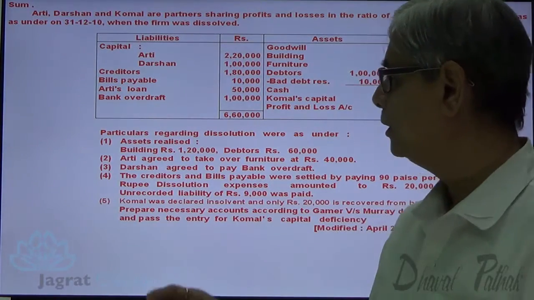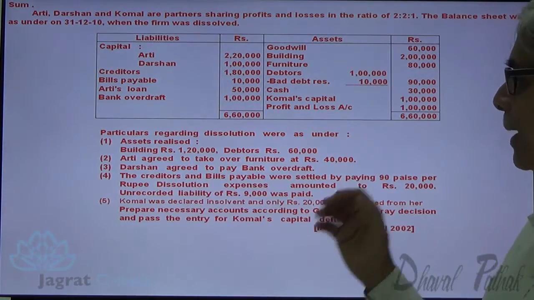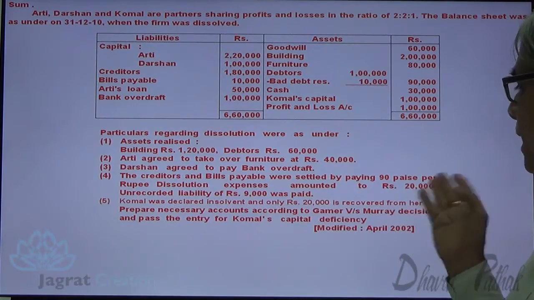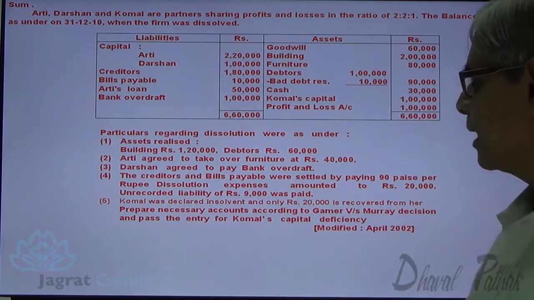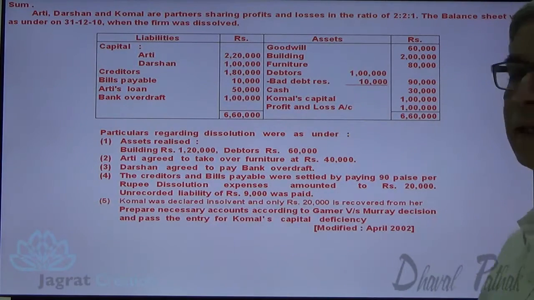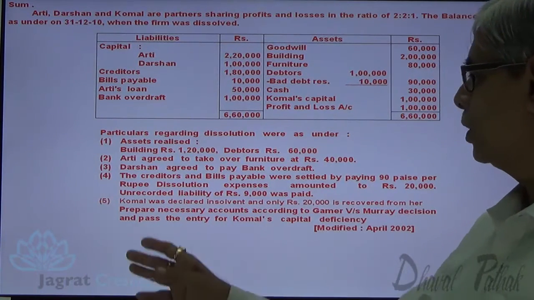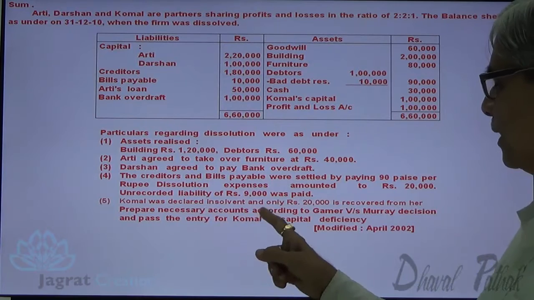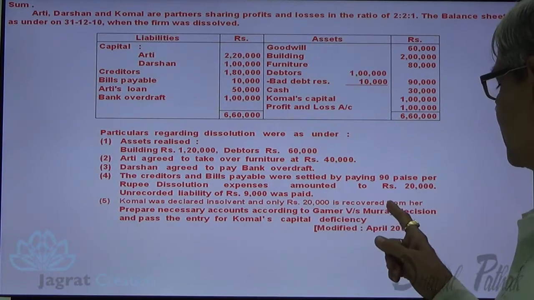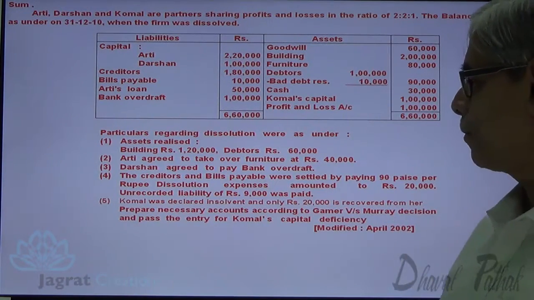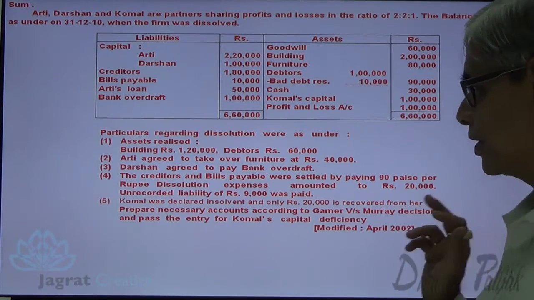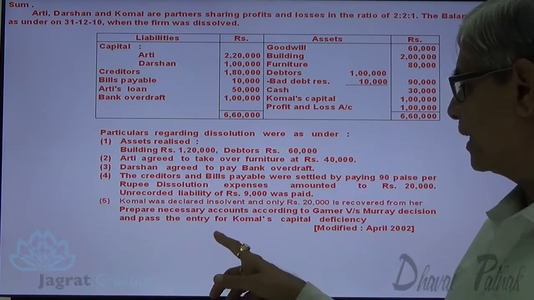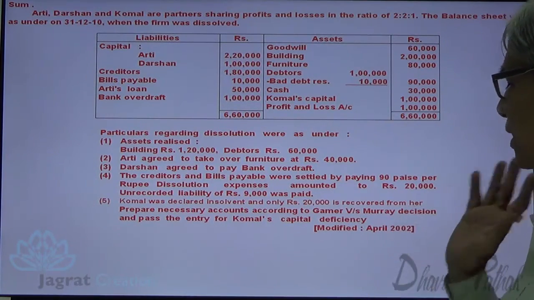Now, Darshan agreed to pay the bank overdraft. Creditors and bills payable are settled at 90 paisa per rupee. Dissolution expenses amounted to 20,000. Unrecorded liability paid 9,000. Komal was declared insolvent and only 20,000 is recovered from her. Prepare necessary accounts according to Garner versus Murray's decision and pass the entries for Komal's capital deficiency.